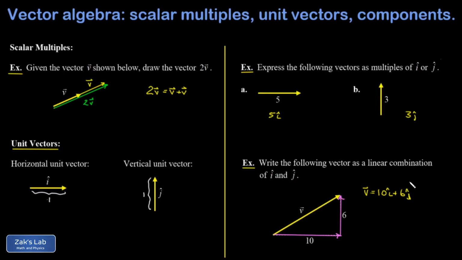This is true for any two-dimensional vector. I could write it as a linear combination of the unit vectors i hat and j hat. And that phrase linear combination just means a sum of constant multiples of those things.